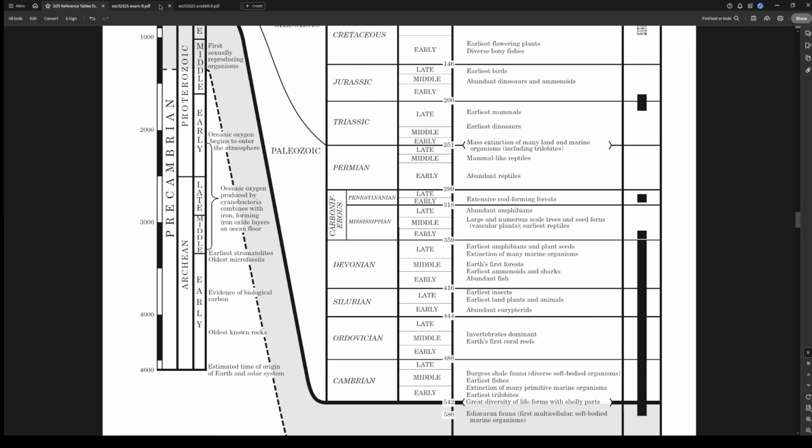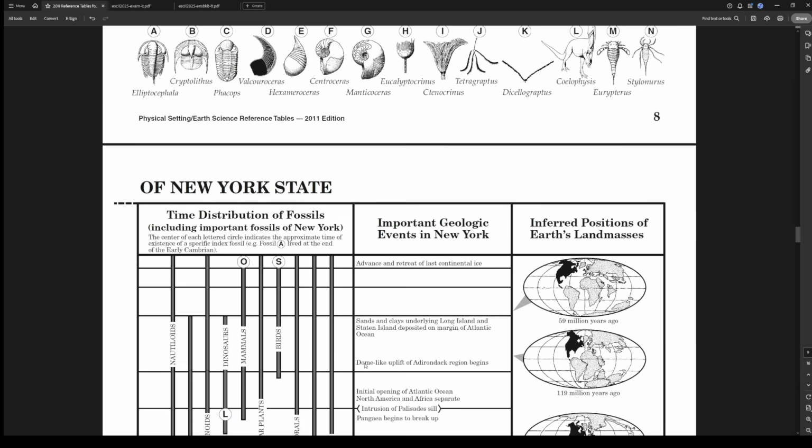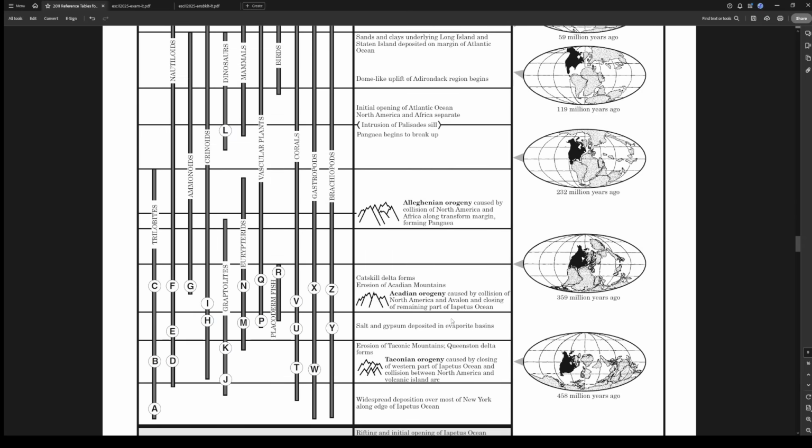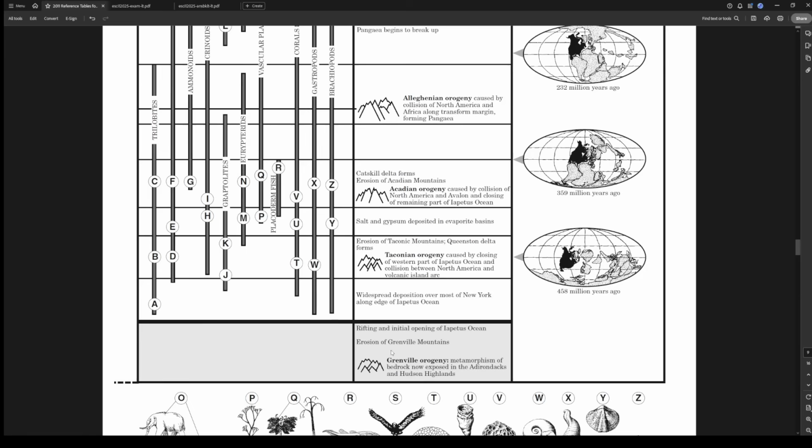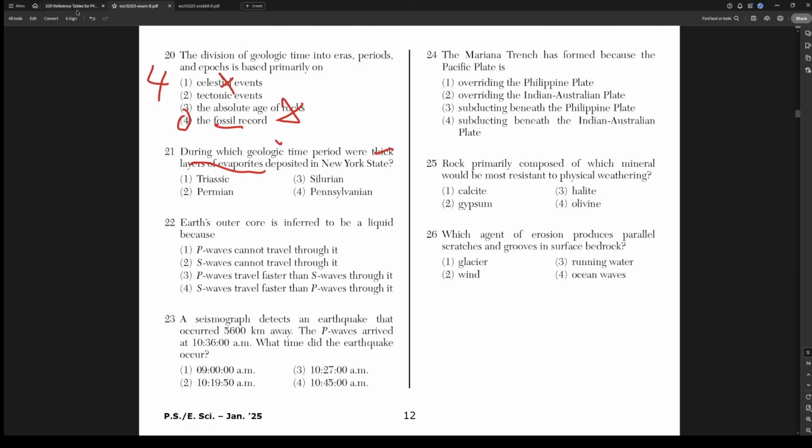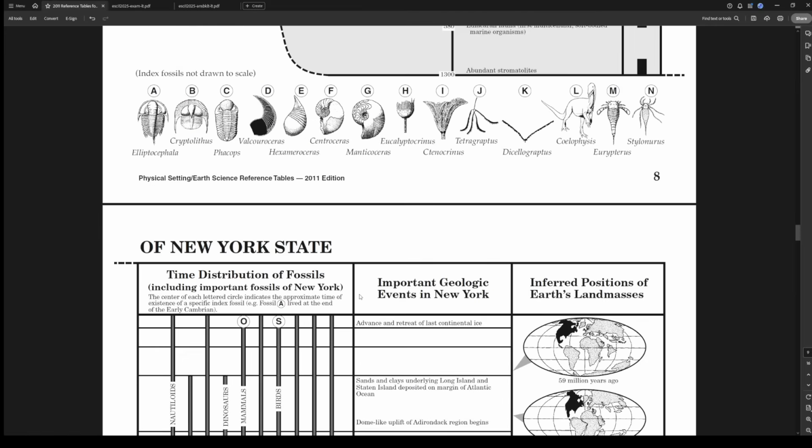I'm guessing, it's kind of weird. Is it this? Salt and gypsum deposited in evaporite basins. What row would this be? This was 1, 2, 3, 4 up from the gray. Wait, including the gray. I have it on 2 separate pages, so it's kind of annoying.